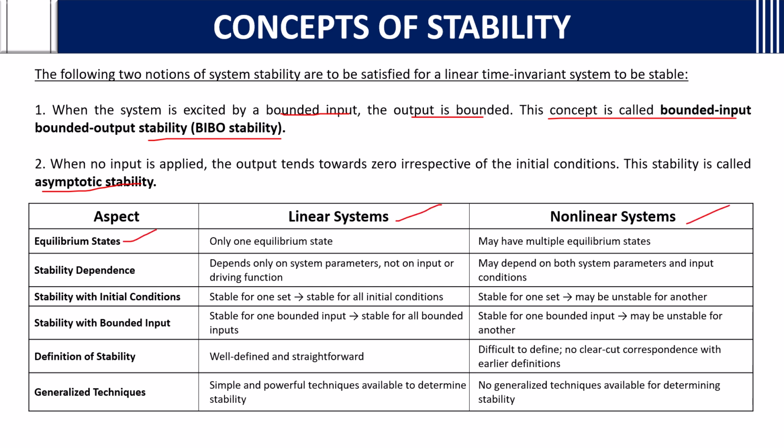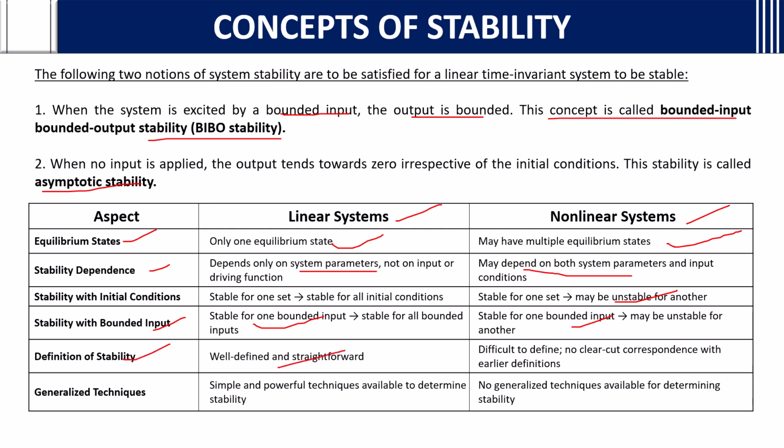Equilibrium states: a linear system has only one equilibrium state, while non-linear systems have many equilibrium states. Based on dependency, a linear system depends only on system parameters, not on input or driving function, whereas a non-linear system may depend on both system parameters and input conditions. Stability with initial conditions: a linear system stable for one set is stable for all initial conditions, but a non-linear system stable for one set may be unstable for another, as it is non-linear. Stability with bounded input: a linear system stable for one bounded input is stable for all bounded inputs. In a non-linear system, if it is stable for one bounded input, it may or may not be stable, or may be unstable, with another.